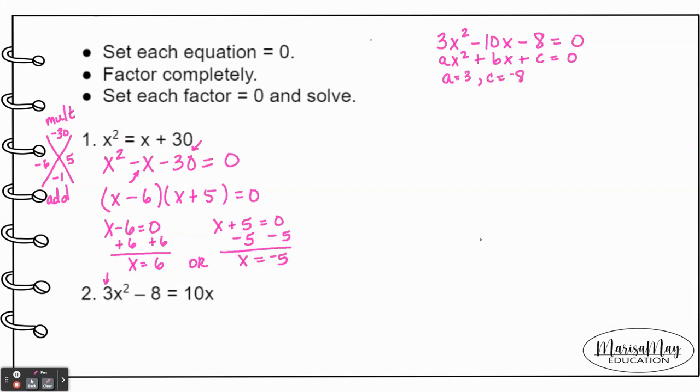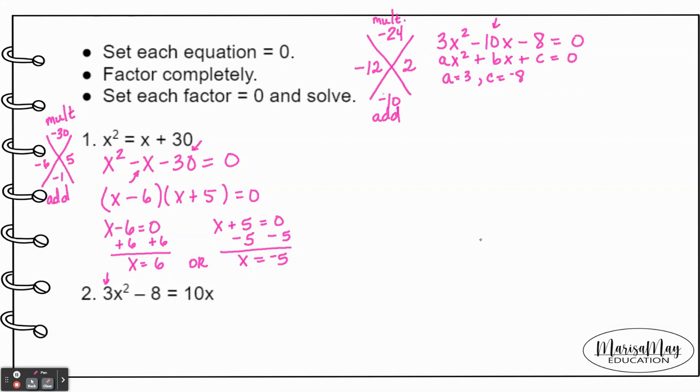Okay, so just like before, I'm going to use my X to organize my information. However, when I ask myself what multiplies, I'm going to multiply the A times C. So 3 times negative 8 gives me negative 24. So I need two numbers that multiply to give me negative 24, but add to give me the B here. So add to give me negative 10. That's going to be negative 12 and positive 2.